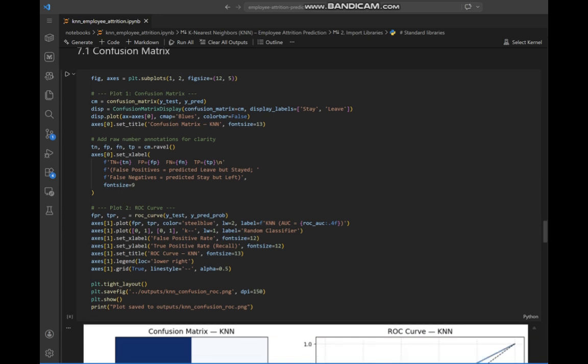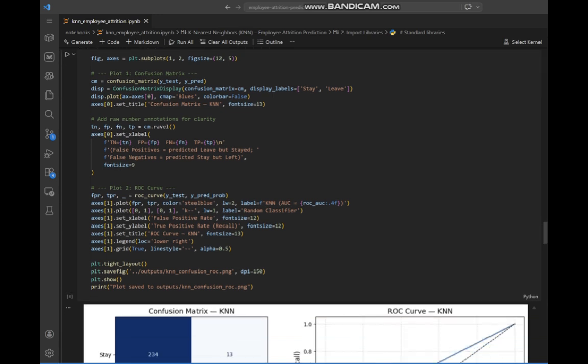Out of 294 test cases, we had 244 correct and 50 incorrect. The key issue is false negatives. 37 leavers were missed, while false positives were 13.